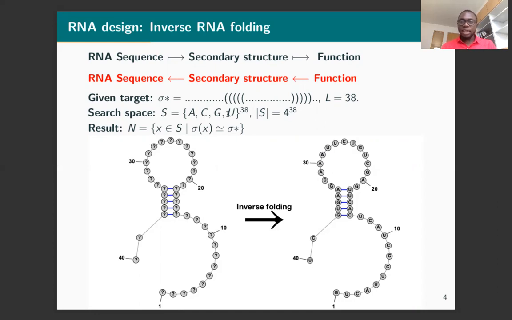We can understand it as an optimization problem in which a given target is sigma star, and we know the length. The goal will be to search in the space of all possible sequences of this fixed length for a subset of sequences that fall into that target structure. The picture here clearly displays a successful case for an RNA inverse folding tool.